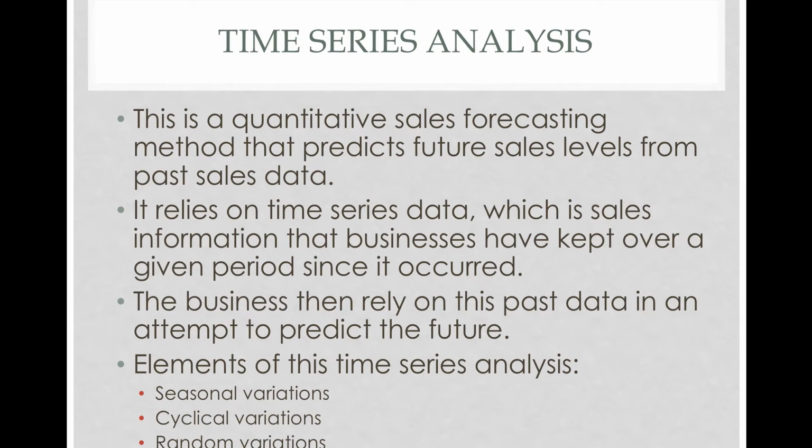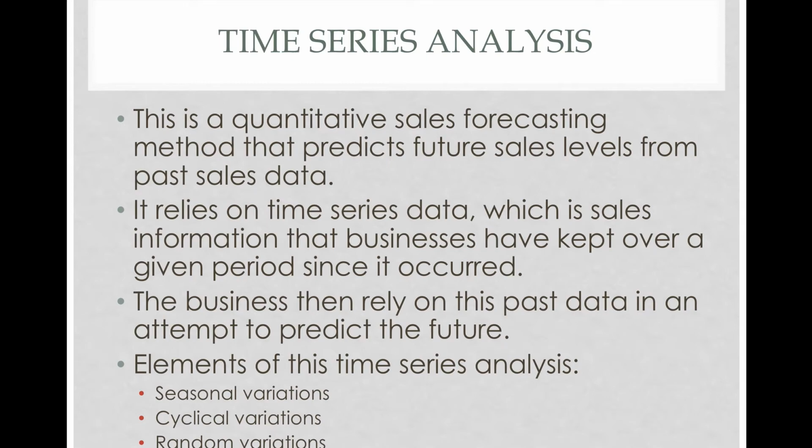The third way of forecasting, so the first one is looking at trend lines. The second one is doing actual market research and getting real data. The third aspect of sales forecasting is time series analysis. This is a quantitative sales forecasting method that predicts future sales levels from past sales data. So you look at the past and then you predict the future. It relies on time series data, which is sales information the businesses have kept over a period of time. They really rely on this past data to try and predict the future.